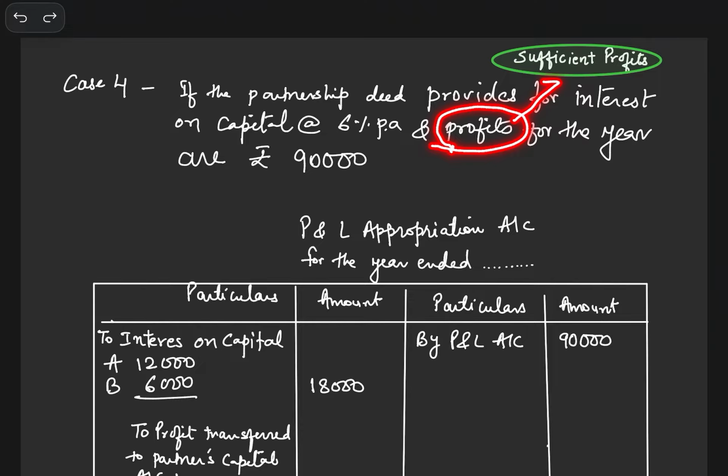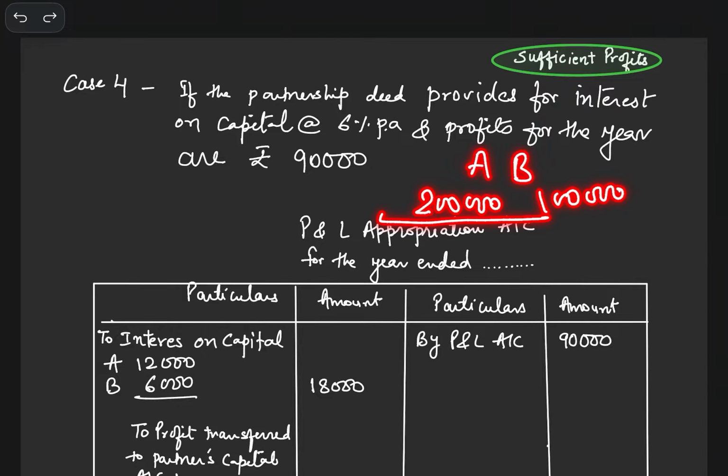Whenever the profits are there, again the students have to find out whether the profits are sufficient or insufficient. How do we find out whether the profits are sufficient or insufficient? We calculate in the working note the interest on capital for both the partners. I would like to remind that in question number 1, in the beginning, A and B were having the capitals of rupees 2 lakh and 1 lakh, right? So we will calculate the interest on opening capital at the rate of 6% per annum.